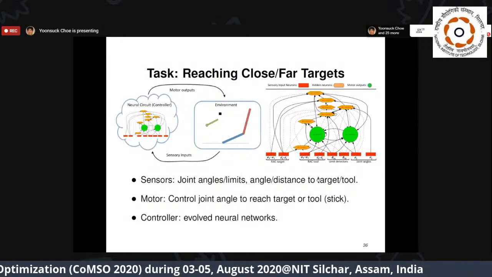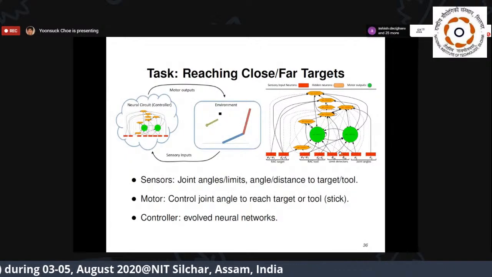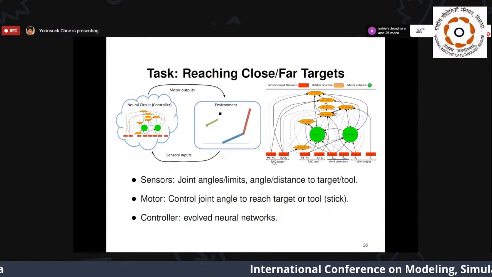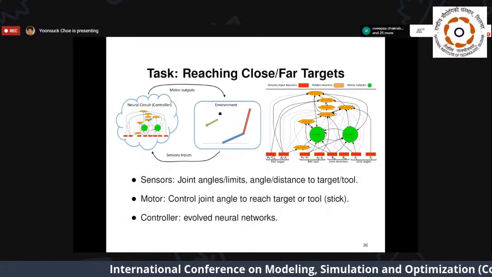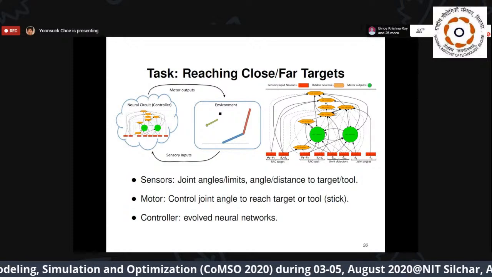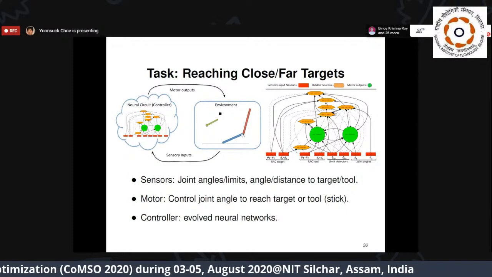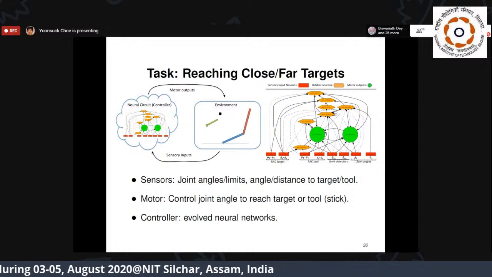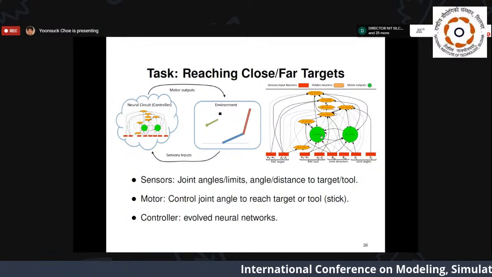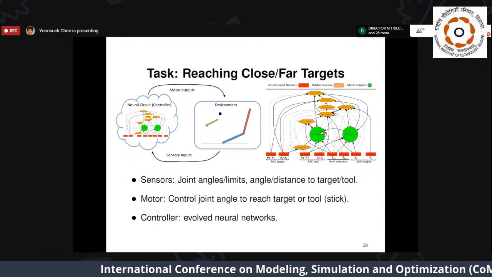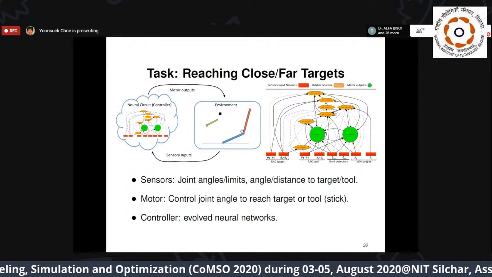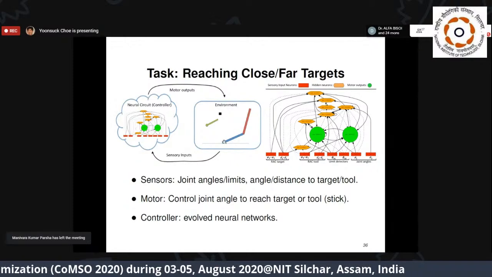And we use the neural evolution technique. So we evolve these neural networks. These are the sensors: angle and distance to the target, angle and distance to the tool, the limit detectors, since you don't want the limbs to break at the angle. Then you have the joint angle sensors. Then you have the two output neurons, which indicate what these two angles should be.